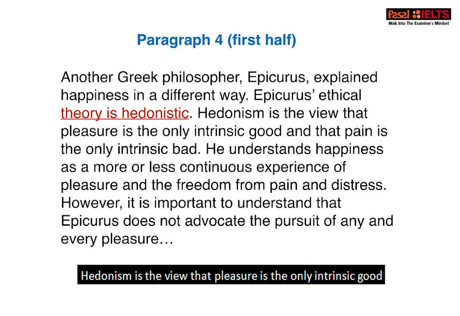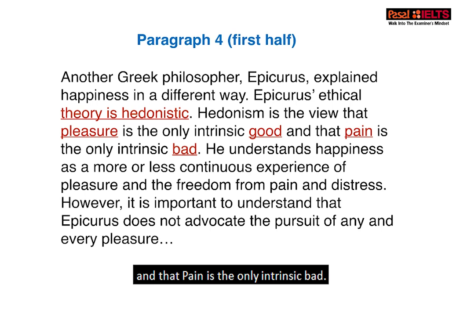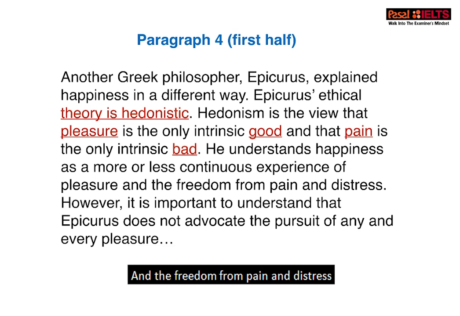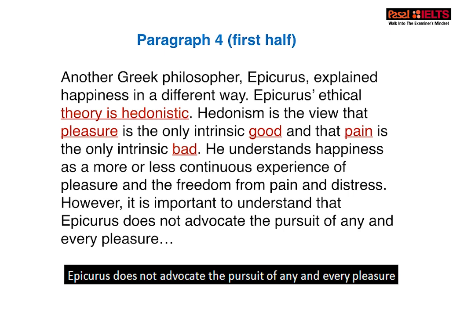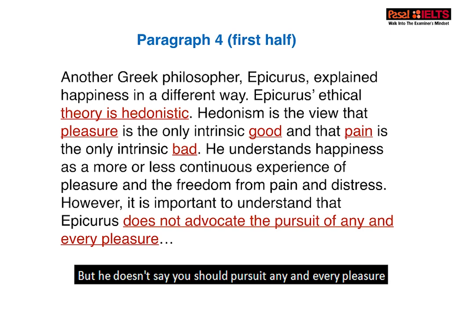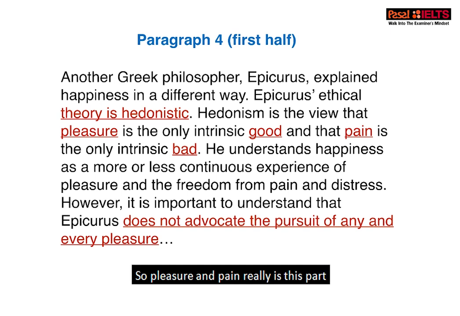Hedonism is the view that pleasure is the only intrinsic good and that pain is the only intrinsic bad. He understands happiness as a more or less continuous experience of pleasure and the freedom from pain and distress. However, it is important to understand that Epicurus does not advocate the pursuit of any and every pleasure. This part of the paragraph is all about his theory that pleasure is good, pain is bad, but he doesn't say you should pursue any and every pleasure. So pleasure and pain really is this part.